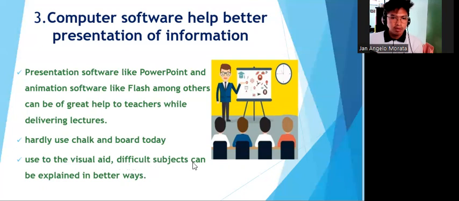Use the visual aid. Difficult subjects can be explained in better ways. So it eliminates the traditional way of presenting the instructions, the lectures na usually sinusulat natin sa Manila paper, sa chalkboard. Once you have the resources, it saves the time and money. Okay? Instead na ipambili mo na lang ng Manila paper, ng colored paper, or ng mga instructional materials, you can use the PowerPoint presentation.